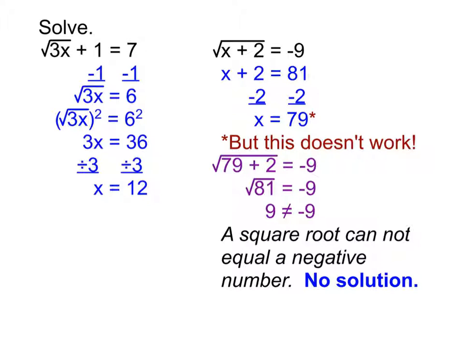And so anytime you're working through one of these and you get the square root by itself, notice you got to get the square root by itself first. But if the square root is by itself and that's equal to a negative, you can know right there that there's going to be no solution. And so that's what we'd actually say for this one, is no solution.